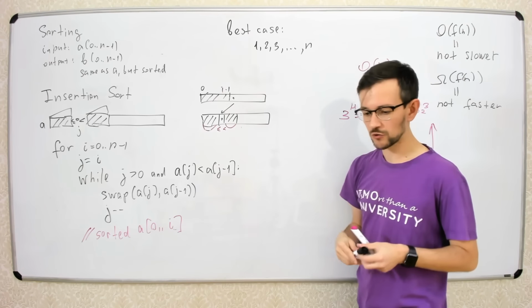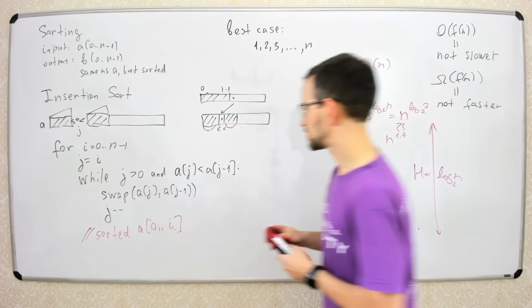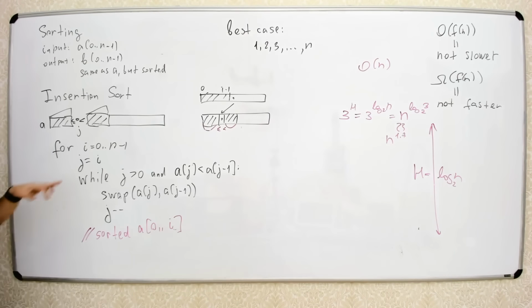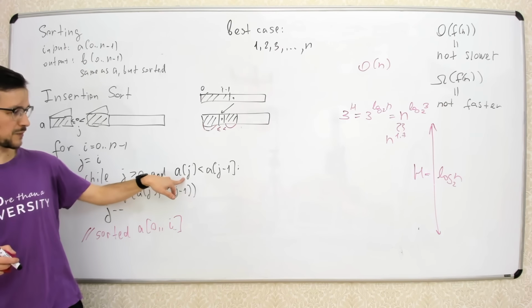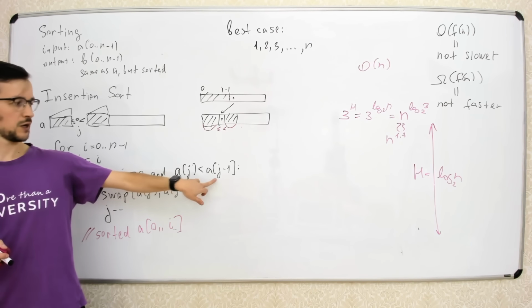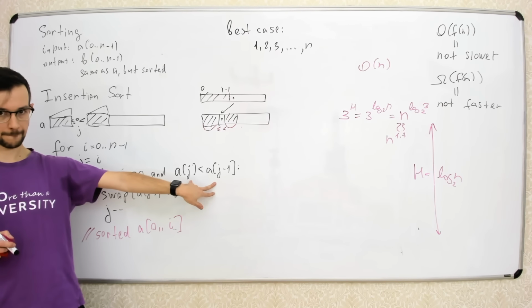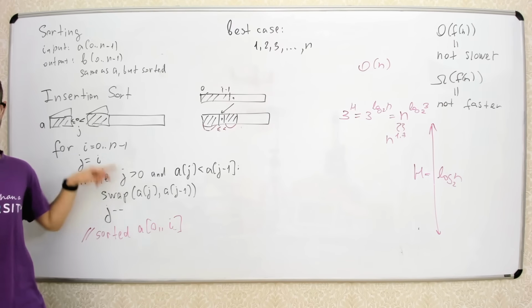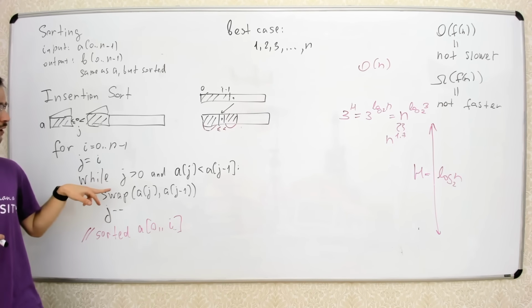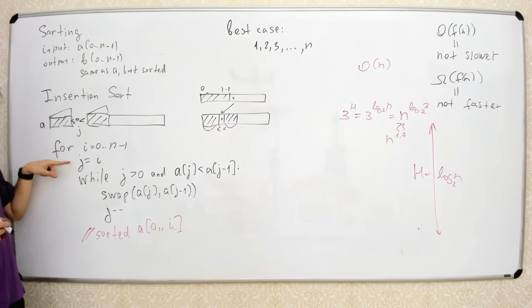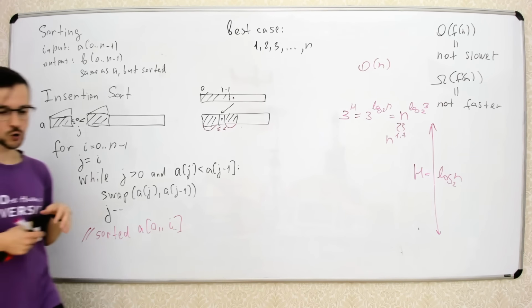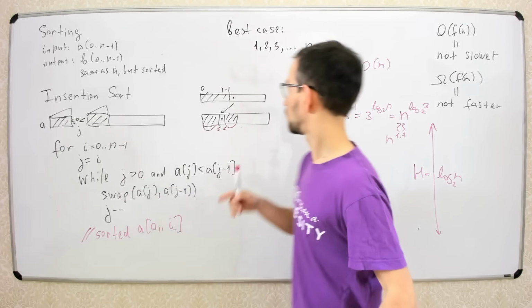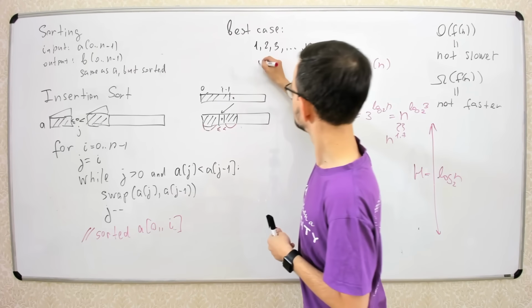what will be the total number of iterations? Let's see. So each time you go into this while, you check that the element is less than the previous element, have false here, so you don't go inside this cycle. So on each iteration, you make only a constant number of operations and move to the next iteration. So the total time complexity for a sorted array will be linear.